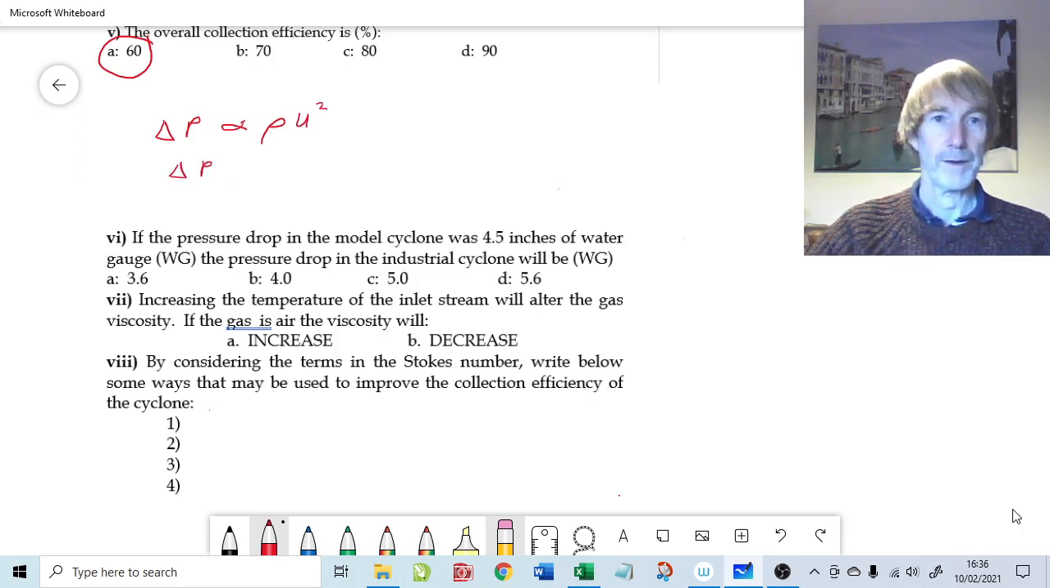delta PB over delta PA is equal to rho. Now this is gas, so I'm going to leave it as just density, because we're going to have to make the assumption the density doesn't change much between room temperature and the temperature, which I think was 200 degrees. I can't remember. We'll make the assumption the density change is relatively small. But we need UB squared over UA.